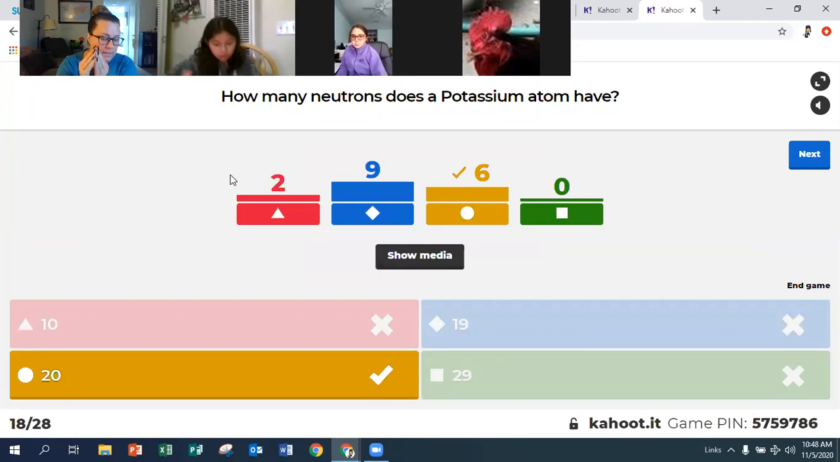I have 19 purple protons, right? How many red neutrons do I have? 39 minus 19 gives us 20.